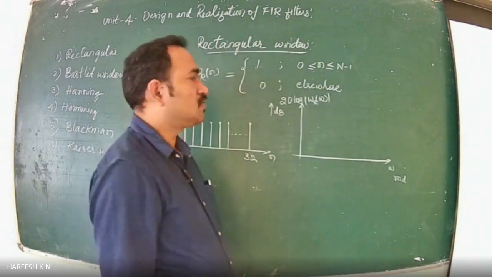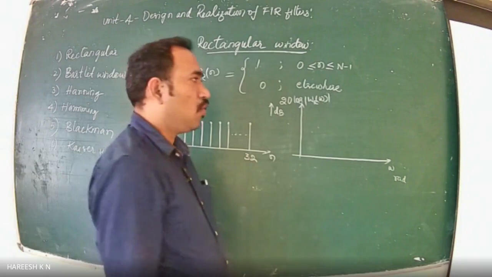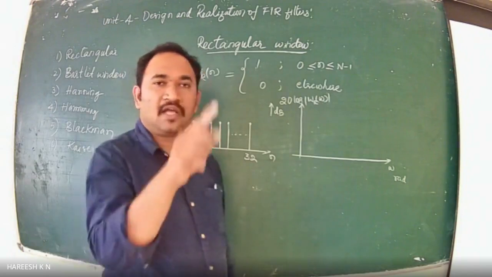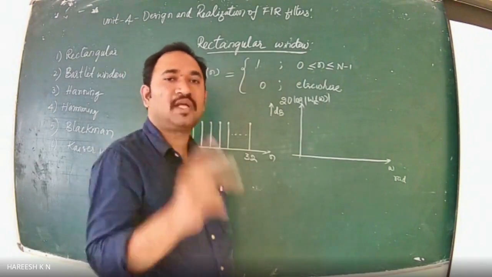Now here, with respect to DSP, omega, the angular frequency, can be represented in two types.